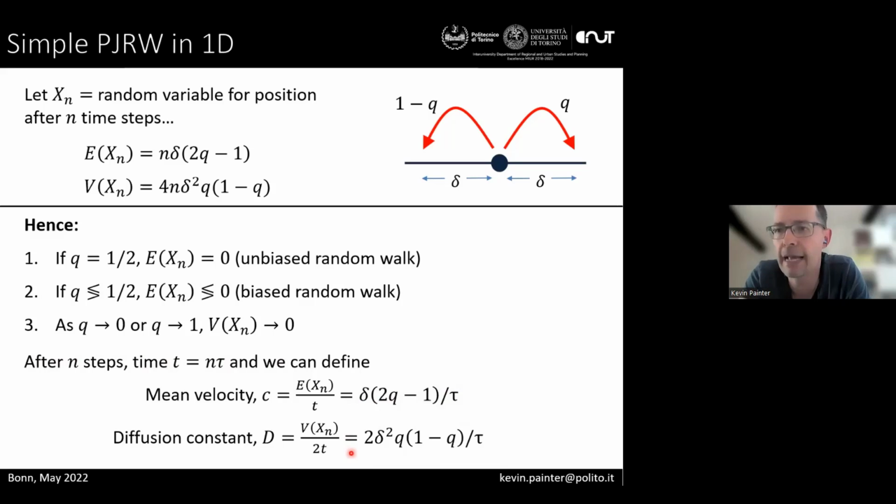But basically, what we've done here, in this very simple context of a random walk moving right or left on a lattice, is get our first insight into how macroscopic parameters such as mean velocities and diffusion constants relate to those underlying parameters describing that random walk process. Okay, so that's my simple position jump random walk in one dimension.